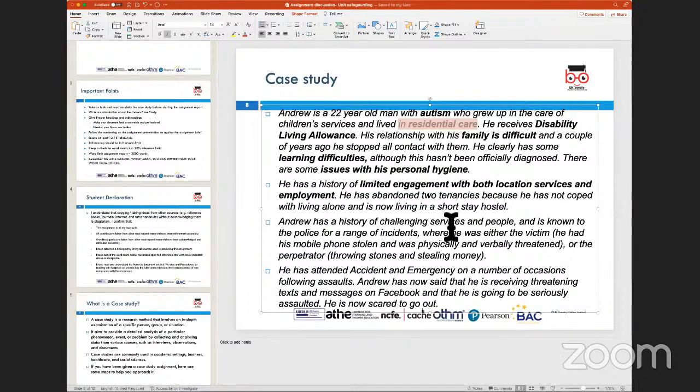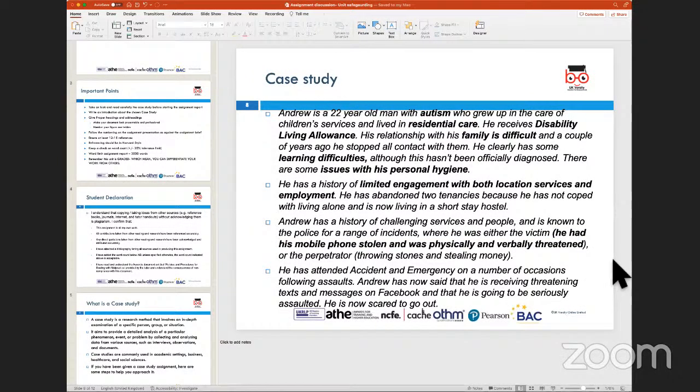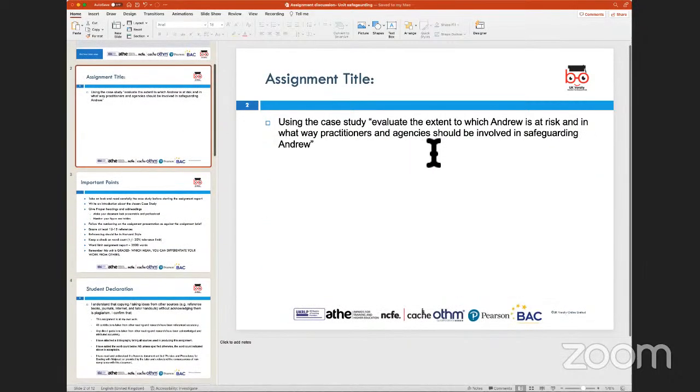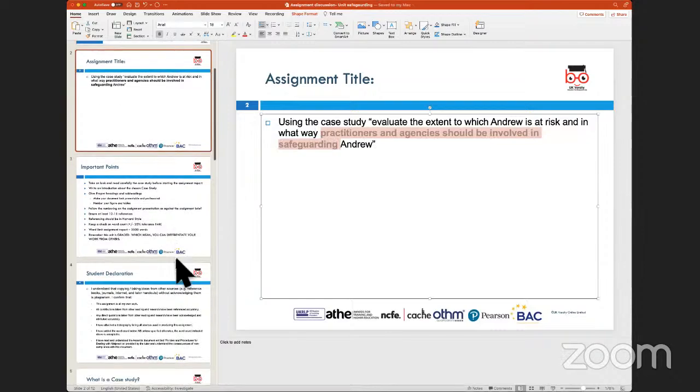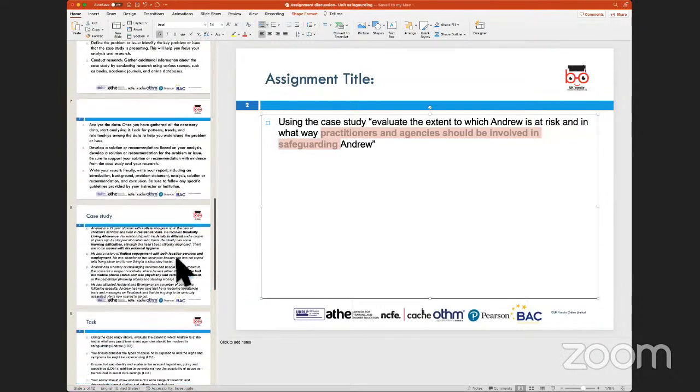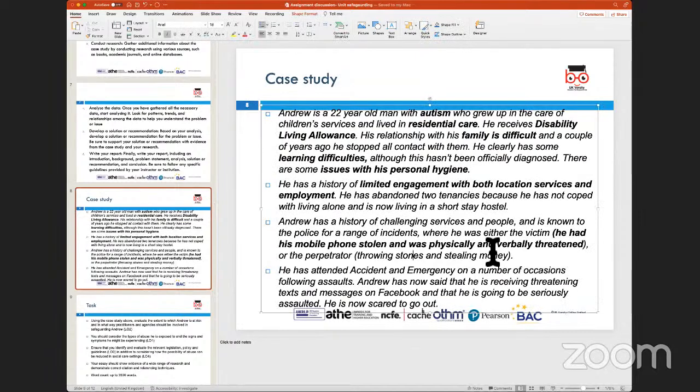Andrew has a history of challenging services and people and is known to the police for a range of incidents in which he was either the victim, had his mobile phone stolen, or was physically and verbally threatened. So this gives me a clear indication of the role of the authorities and practitioners. The task of the assignment is talking about the way practitioners and agencies should be involved in safeguarding. So this is a very important part of the case study, which talks about how he had his mobile phone stolen and was physically and verbally threatened.